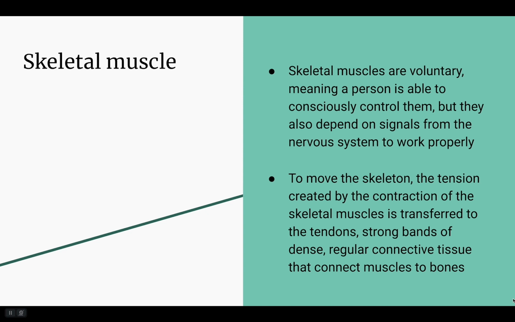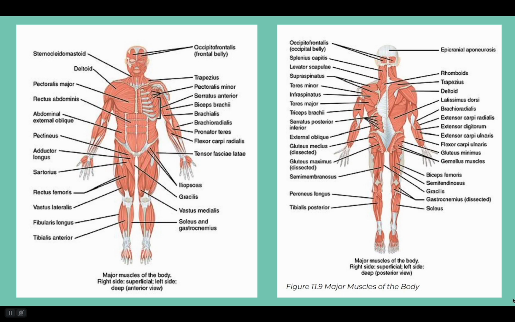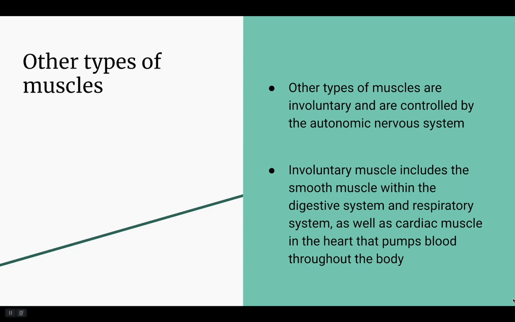To move the skeleton, the tension created by the contraction of the skeletal muscles is transferred to the tendons, strong bands of dense, regular connective tissue that connect muscles to bones. See the illustration above of skeletal muscle. Other types of muscles are involuntary and are controlled by the autonomic nervous system. Involuntary muscle includes the smooth muscle within the digestive system and respiratory system, as well as cardiac muscle in the heart that pumps blood throughout the body.